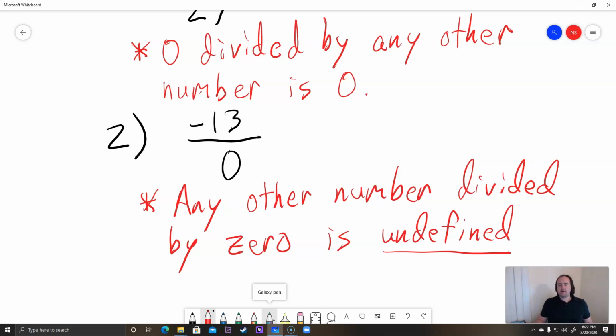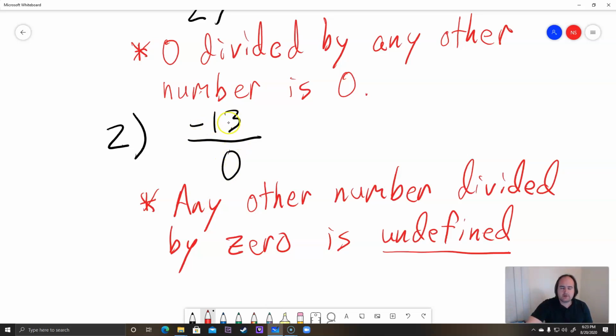And what does undefined mean? Well, it just means it doesn't make sense. So the way I like to explain it is, if you try to divide 0 into 6, that makes sense. You think about it, if you have no pizza, you try to cut it into 6 slices, you still have no pizza. Whereas if you're taking something and dividing it into nothing, that doesn't make any sense.